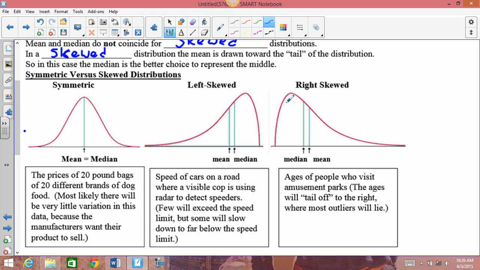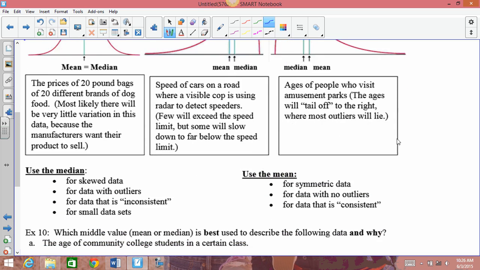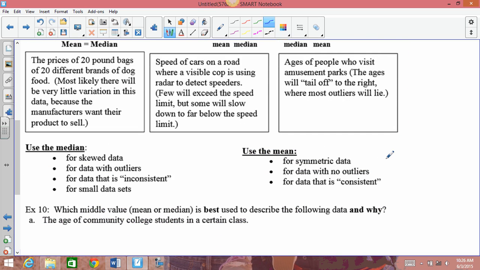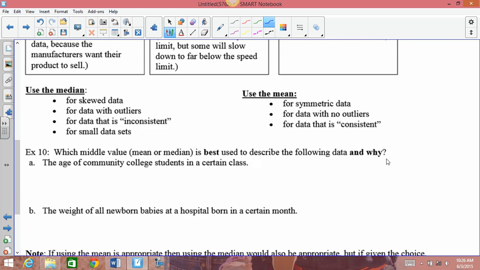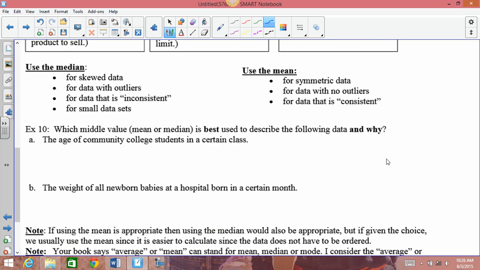Right skew would be an example like the ages of people who visit an amusement park. You'd have that average age, and then those who are much older than that average age, and there are going to be fewer and fewer of those people. I gave you some examples down here below. I'll let you read this at your leisure. I think you can finish up the notes with what I have online for this section.